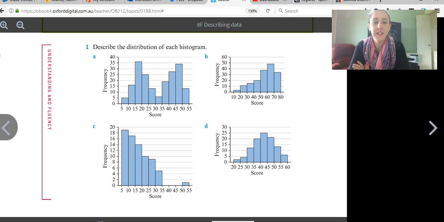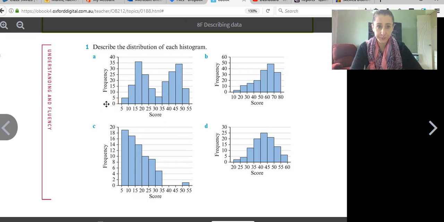Okay, so let's look at these histograms. Now remember, we talked about histograms being used to look at continuous numerical data, because we've got these intervals in here. It wants us to describe the distribution of each histogram. So we've got 4 here.